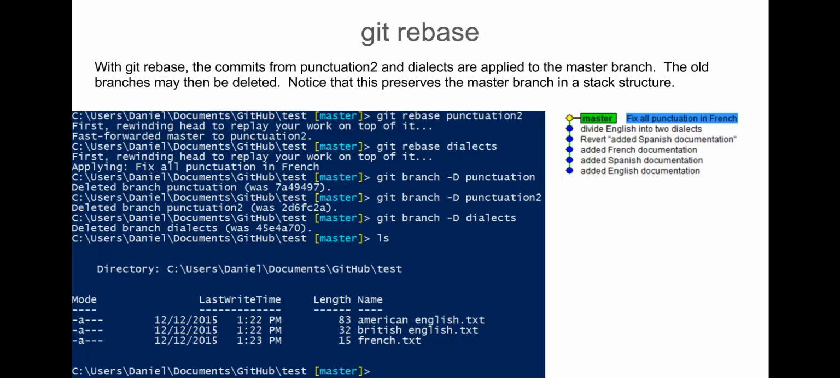So we take what's in punctuation 2 and we apply that to the master branch. We take what's in dialects and we apply that to the master branch, and that's done in separate operations. And once again, we made this simple by having one commit in punctuation 2 and one commit in dialects. But if we had say 10 commits in dialects, which in a real world example we possibly would, we might possibly have to resolve conflicts with every single commit, and that would not be fun.